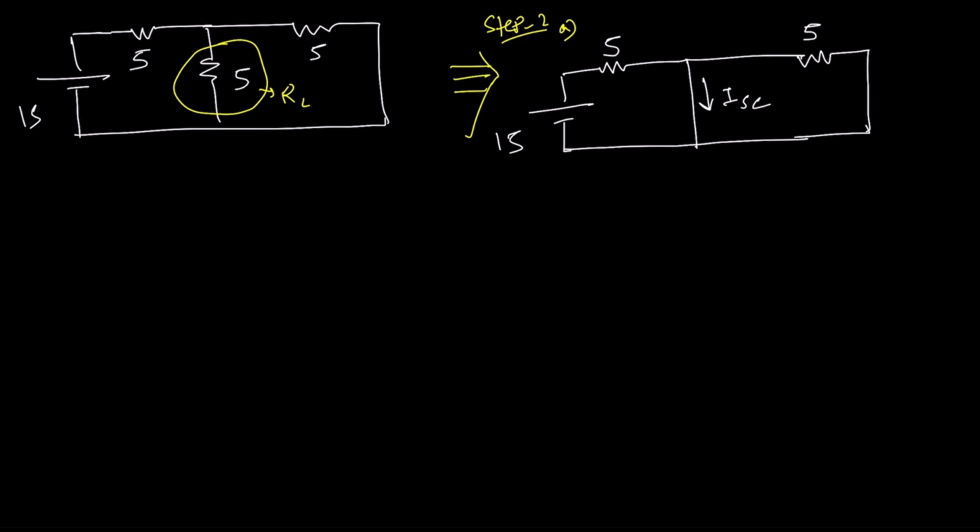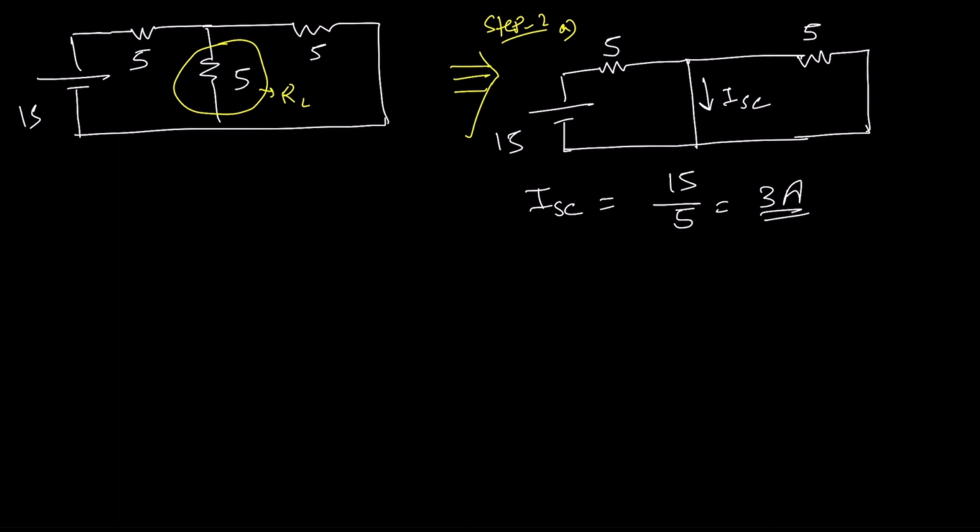Now we can apply KCL, but as this is a very simple circuit diagram, we can easily write that ISC will be 15 divided by 5, equal to 3 ampere. It's very easy, but as you are just learning the network theorems, maybe this is not that easy for you. So I prefer to just apply KCL.